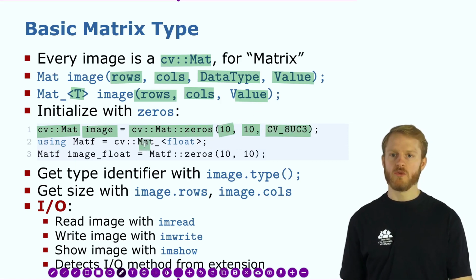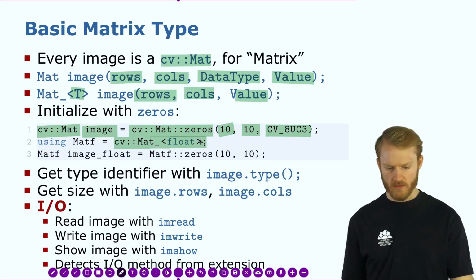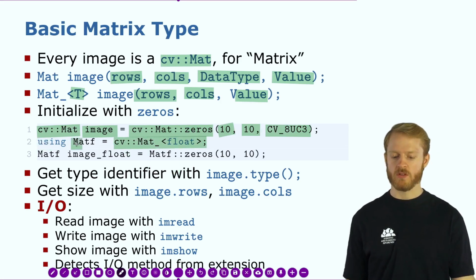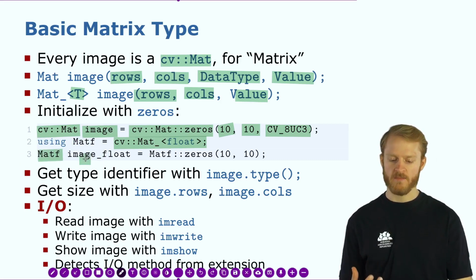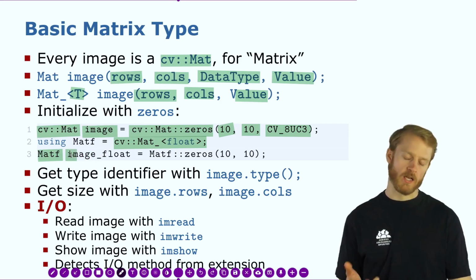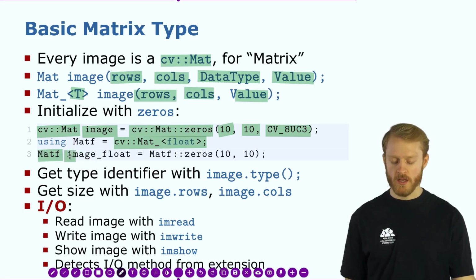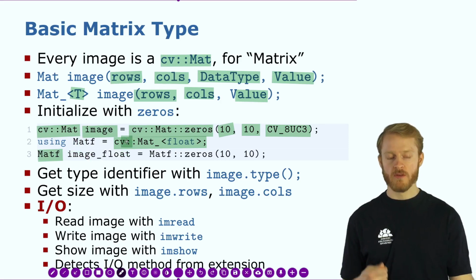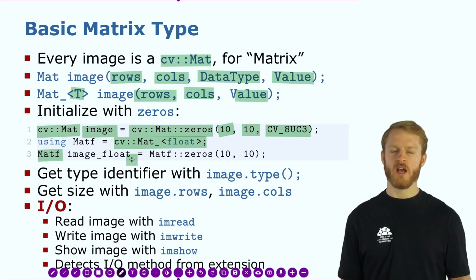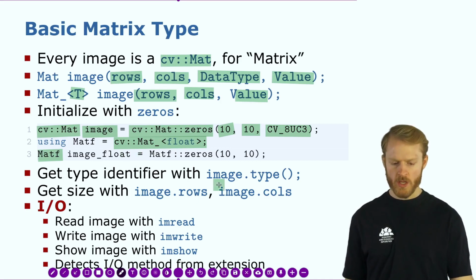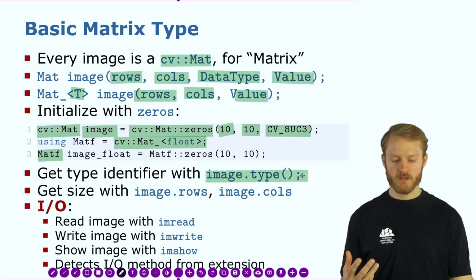And for example, if we don't want to use cv::Mat float all the time, we can use this as an alias, and every time we call Matf, we will actually be creating, as we mentioned before in other lectures, a variable of this previously declared type. And this will save us a lot of space, and the code will be much easier to read. We can get the type identifier using the function type, and we can get the size basically by accessing how many rows and how many columns this matrix has.